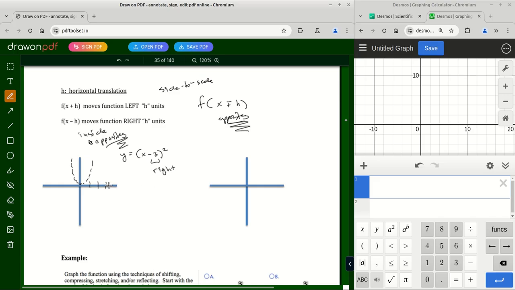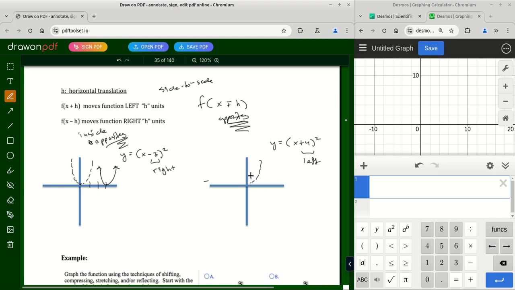1, 2, 3. Boom. And we're good. Let's do it again. Let's say that I had x plus 4 and then squaring it. Oh, yeah. Plus 4. We're going to go to the plus. No, you ain't going to the plus. Nope. That's a minus. Opposites.